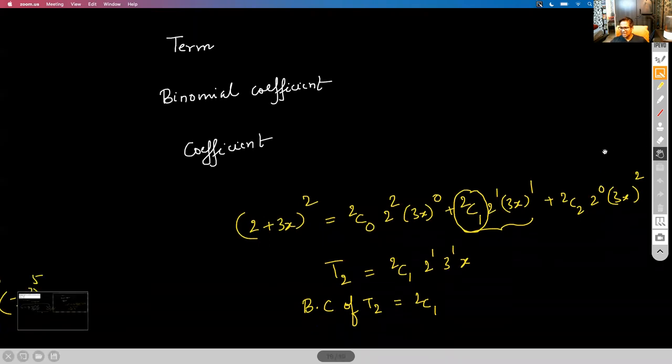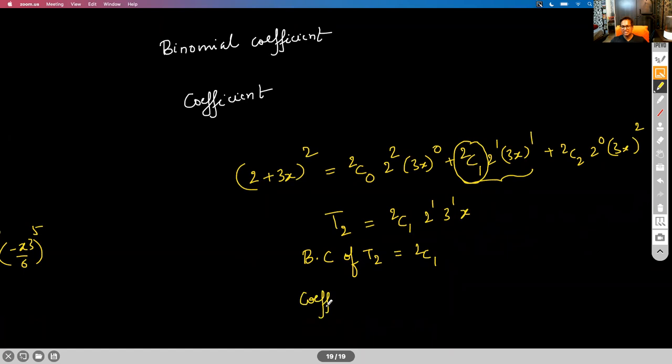Correct? If somebody says, what is the coefficient? The word coefficient means something which is sitting along with something, right? So we say coefficient of some expression, like coefficient of x, coefficient of x squared. If the word coefficient of something is not mentioned, only coefficient is mentioned, then don't panic. It automatically means coefficient of the variable. Whatever is the variable involved, the number associated along with that variable is your coefficient of that variable. So in our case, if they say coefficient or coefficient of x, that will comprise 2C1, 2 to the power 1, 3 to the power 1.